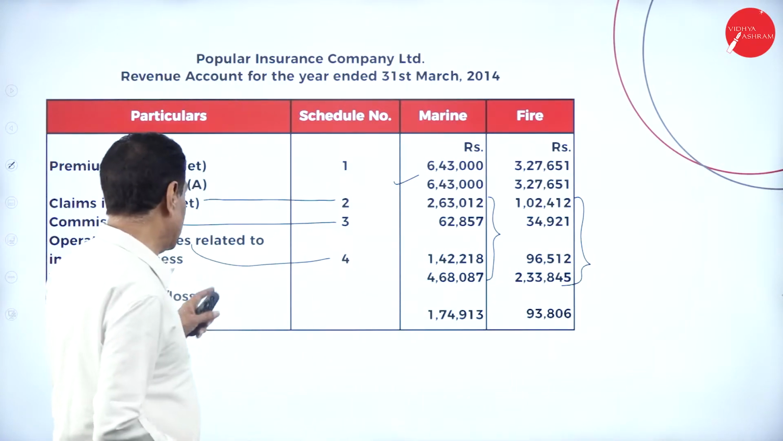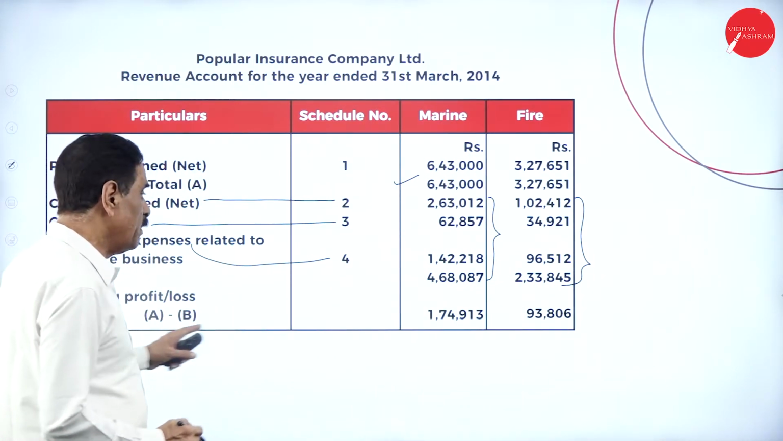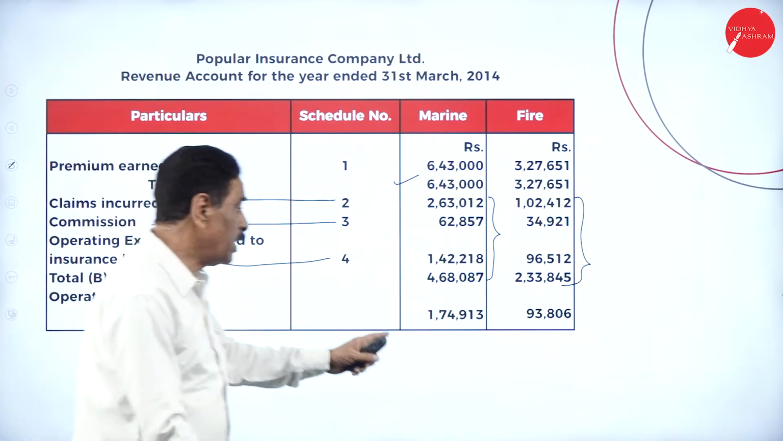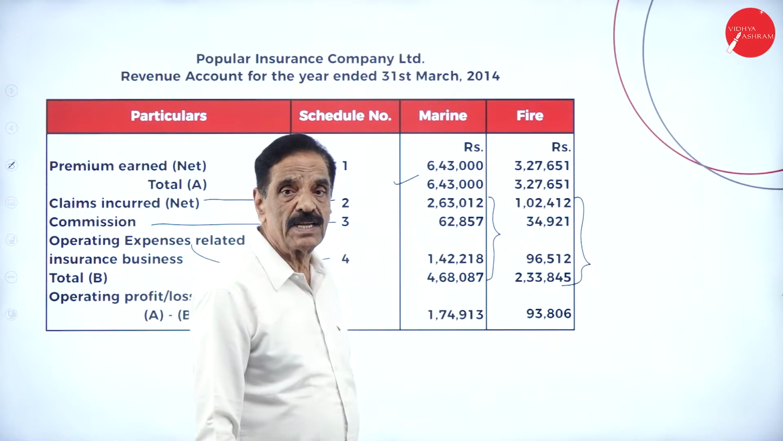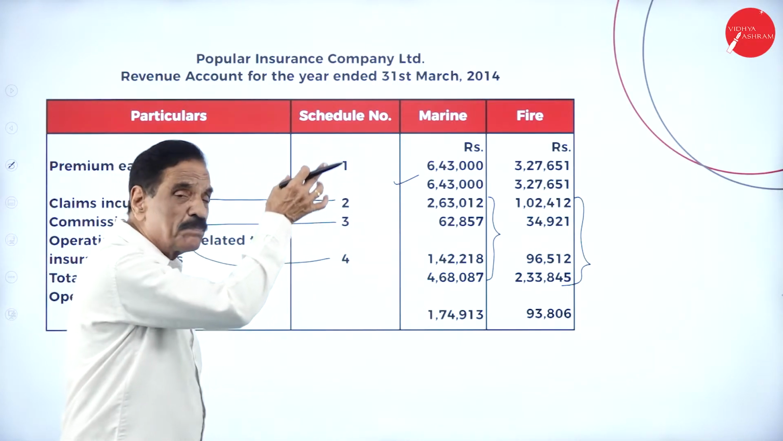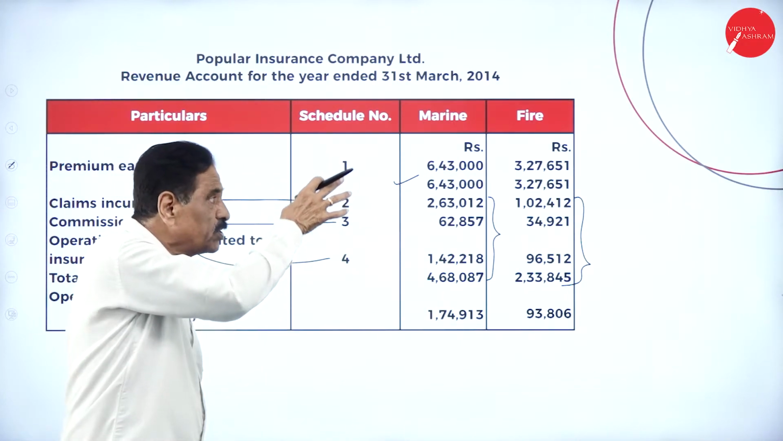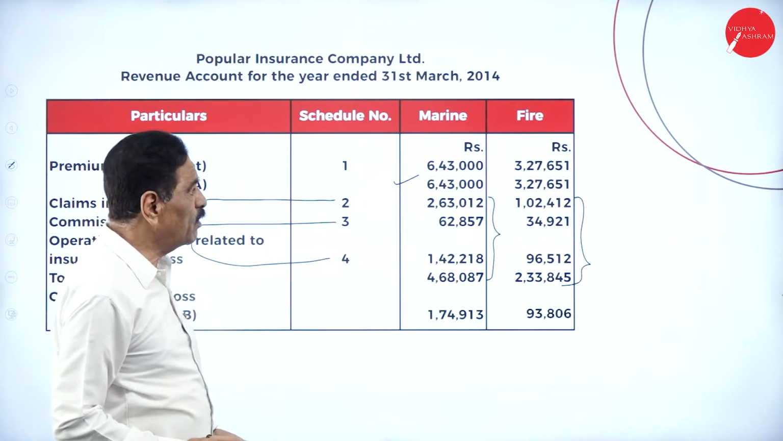This is the total expenses B. A minus B, that is the surplus, 1,74,913 and 93,806. So first we have to prepare the schedule. According to the schedule, you put the format. Then we'll go to the balance sheet.